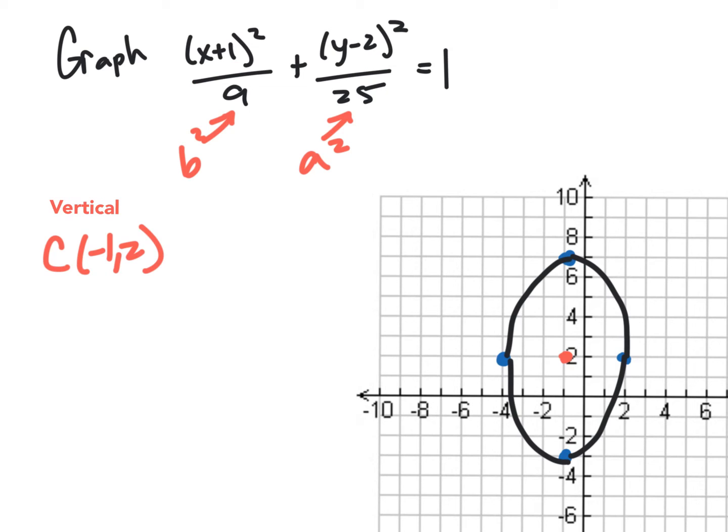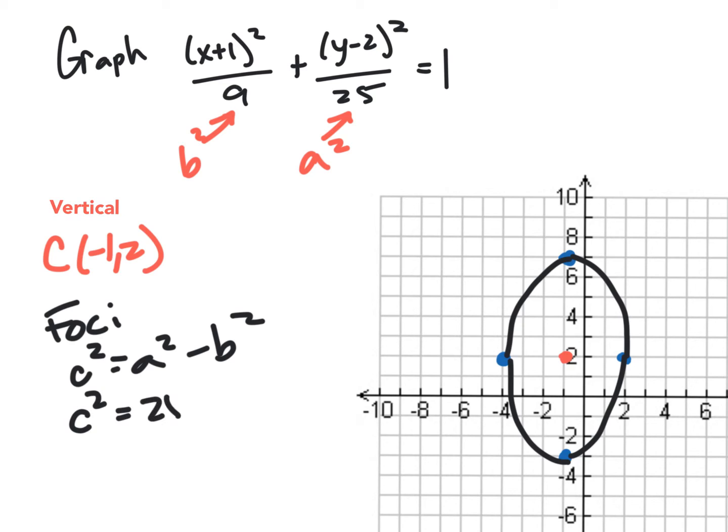All right, so here I can see that this is my major axis, my minor axis, making these vertices and these co-vertices, but I need to find the focus. I'm going to use the fact that c squared is equal to a squared minus b squared. So c squared is equal to 25 minus 9, or 16. So c must equal 4.